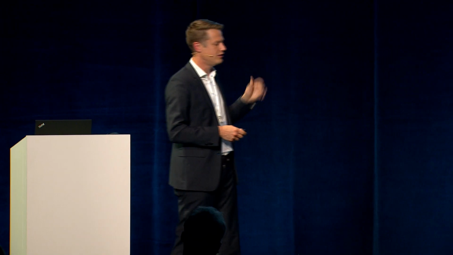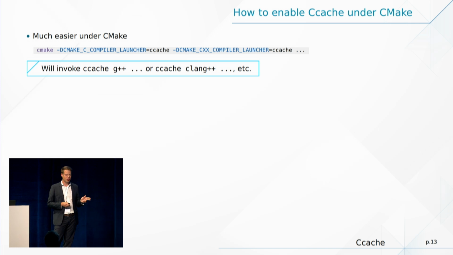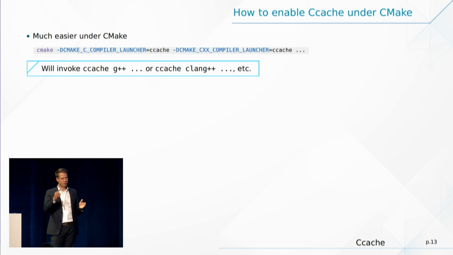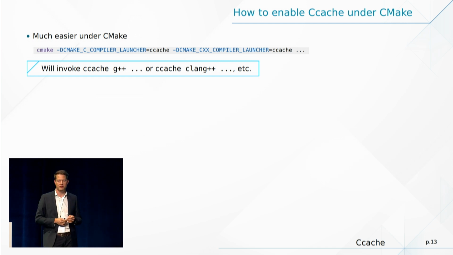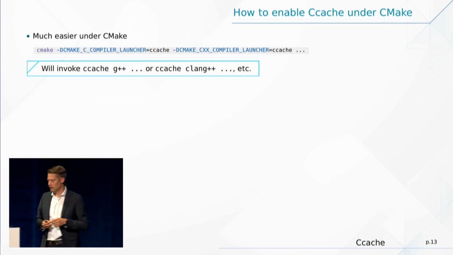Much easier under CMake these days, at least this is a super old feature actually. You can run CMake with -DCMAKE_CXX_COMPILER_LAUNCHER=ccache, and then CMake will take care of actually prefixing every command you have there with CCache, and it will always go through that. Okay.